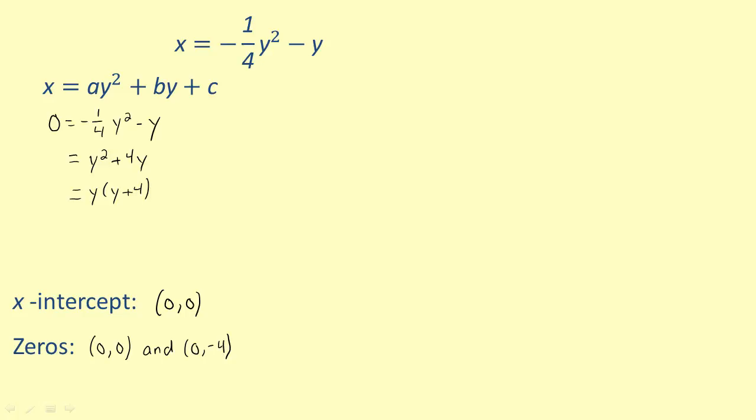Now we want to find the vertex of the parabola. When the equation is in standard form, the vertex is at h, k. Remember, when the parabola is quadratic in y, h is outside the parentheses, and k is inside the parentheses. Let's rewrite the equation in standard form. First, factor negative 1/4 out of each term.